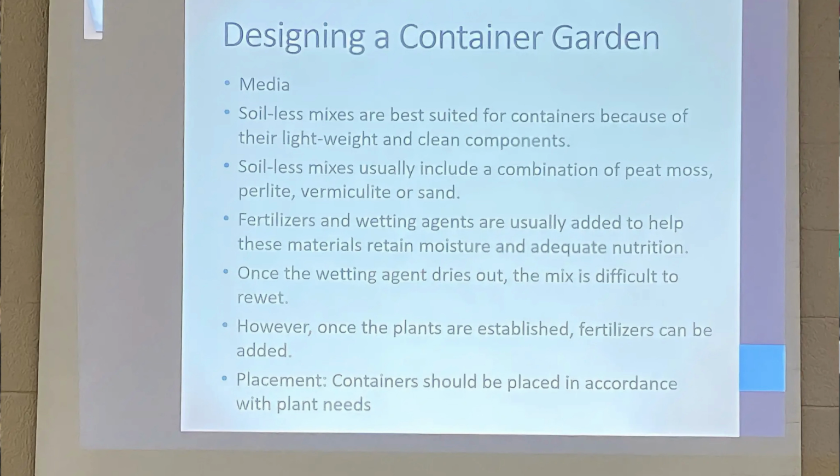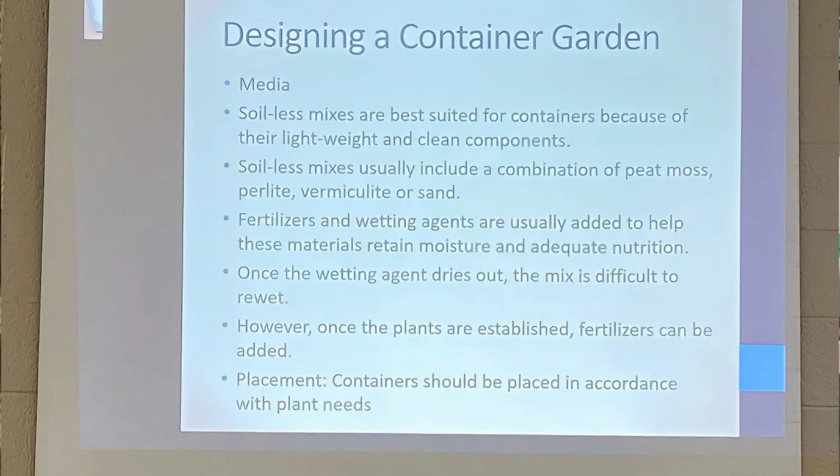Designing a container garden: media. Soilless mixes are best suited for containers because of their light weight and clean components. Soilless mixes usually include a combination of peat moss, perlite, vermiculite, or sand. Fertilizers and wetting agents are usually added to help these materials retain moisture and adequate nutrition.